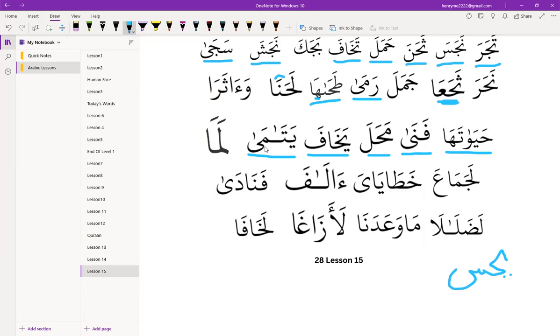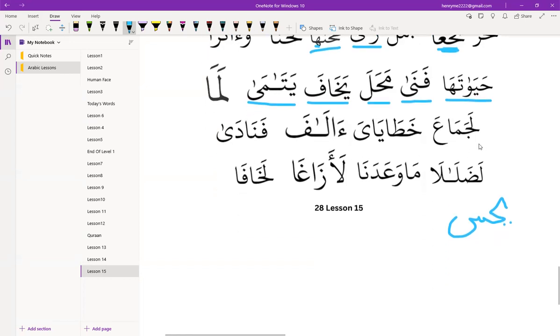This one is yatama, yatama. The ta is doubled because we have a here, and also the ma is doubled because we have a here as well, and the ya will be silent, so it will be yatama. Lama, lama, we spoke about this earlier. This one is la jama'a, la jama'a. We have the la here on top of the jim, ja. Then the ma will be double sounded. If you see the fatha here, it will be double sounded. So la jama'a, la jama'a.